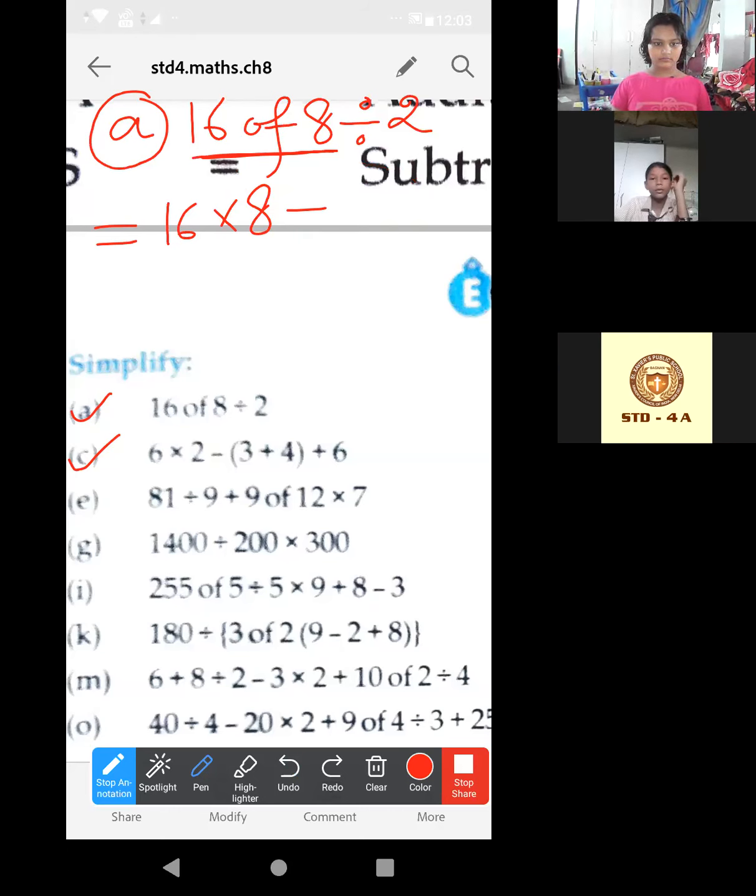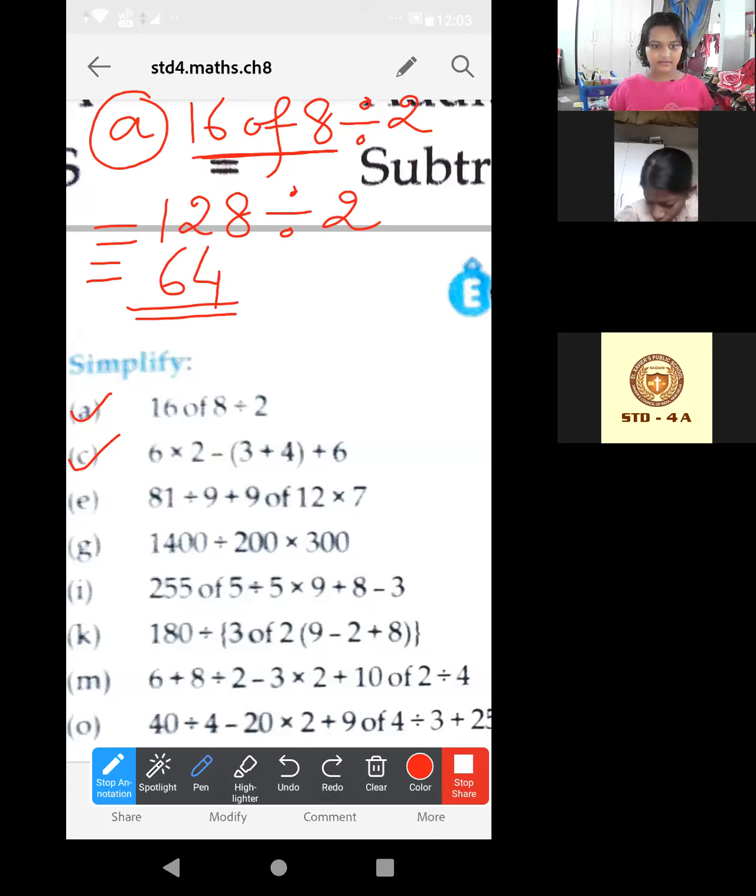Now directly write the multiplication of 16 and 8. What will be the answer? 8 ones are 8. Divided by these two. Now the division work. 64 is the answer. All of you completed?